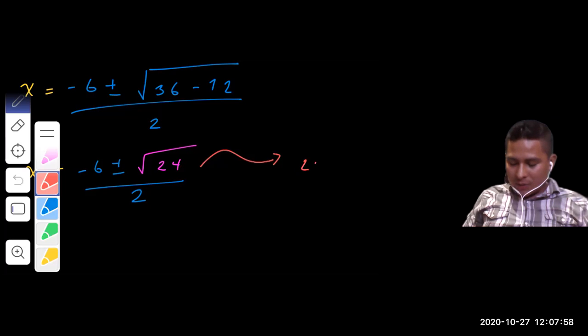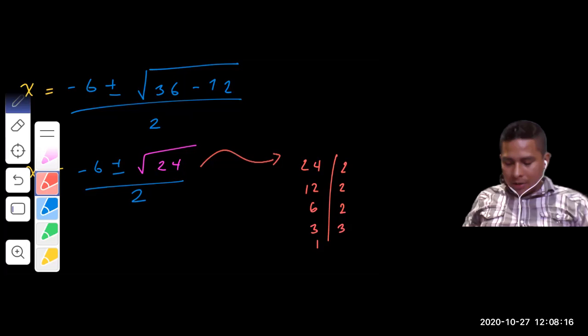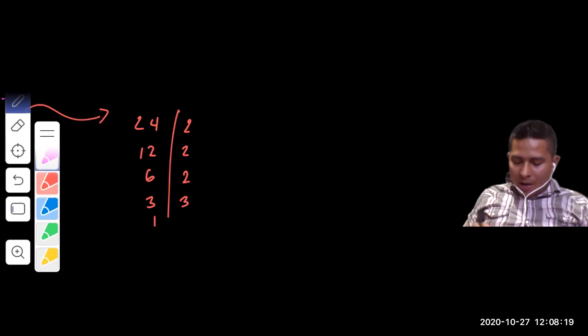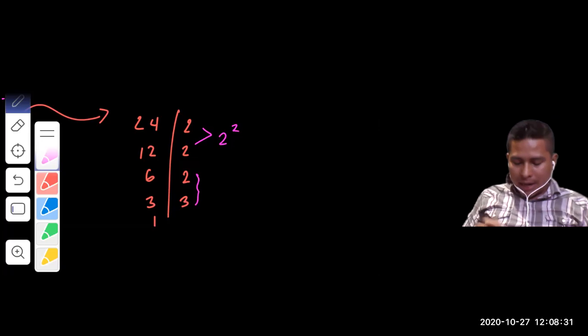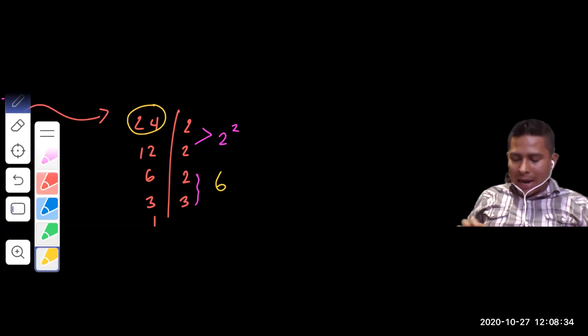Let's factor 24. Half of 24 is 12, half of 12 is 6, half of 6 is 3, and a third of 3 is 1. Did you copy this, guys? I'm going to move on a little bit. Now we're going to make a group of 2, guys. 2 times 2 is 2 squared. These are forever alone, like you and me. We never find a partner. We are going to multiply them: 2 times 3 is 6. So 24 can be rewritten as 2 squared times 6.